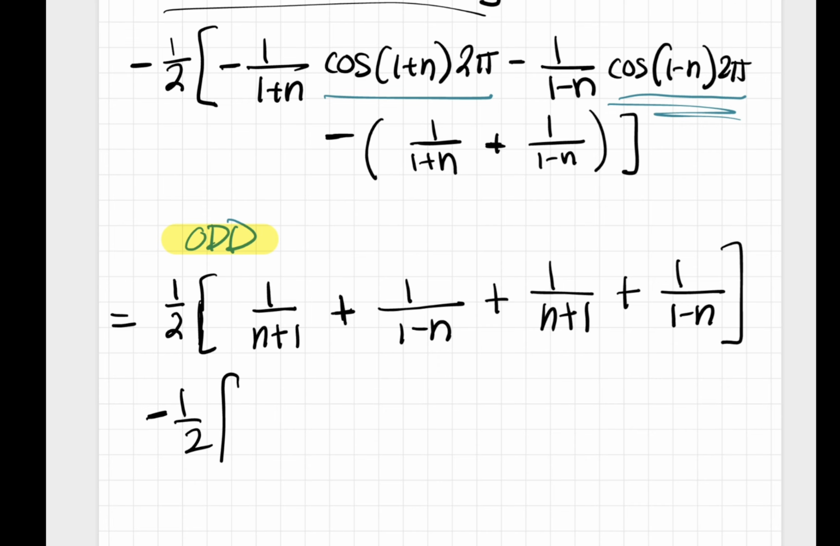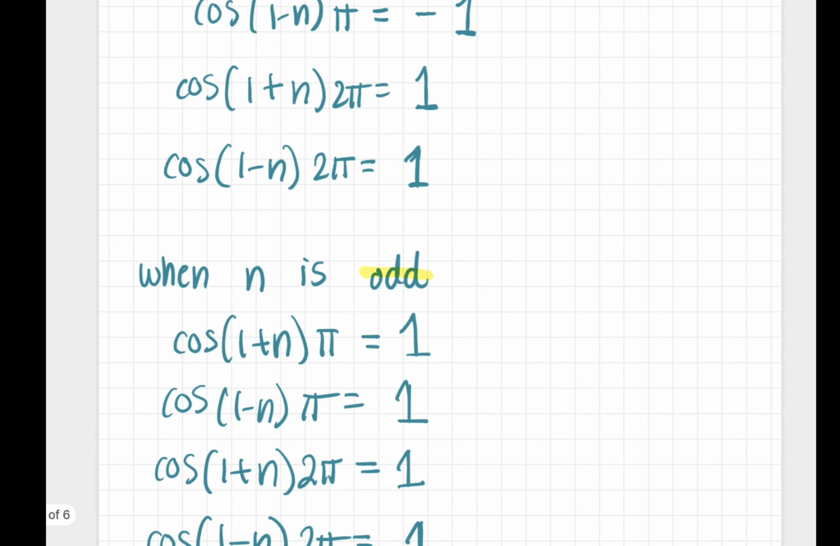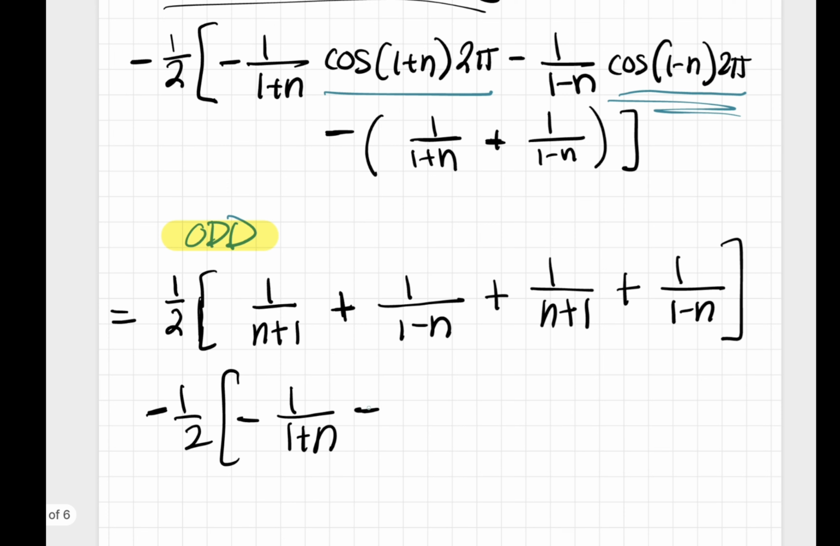So then we get minus 1 over 1 plus n. Cos of (1 plus n) 2 pi is 1, so times 1 is just going to stay the same. Minus 1 over 1 minus n. Cos of (1 minus n) 2 pi is also 1, so that's also going to stay the same. And let's quickly solve this. So you get minus 1 over 1 plus n minus 1 over 1 minus n.